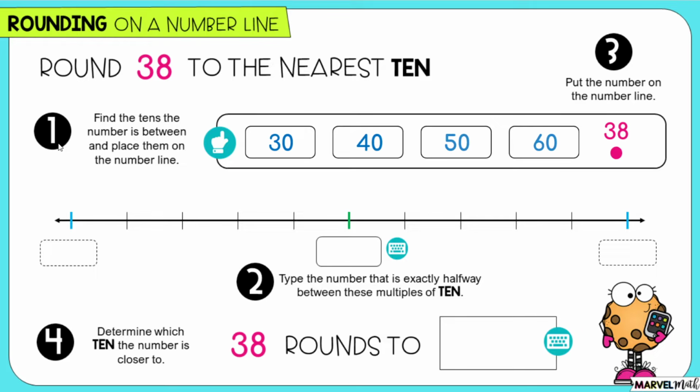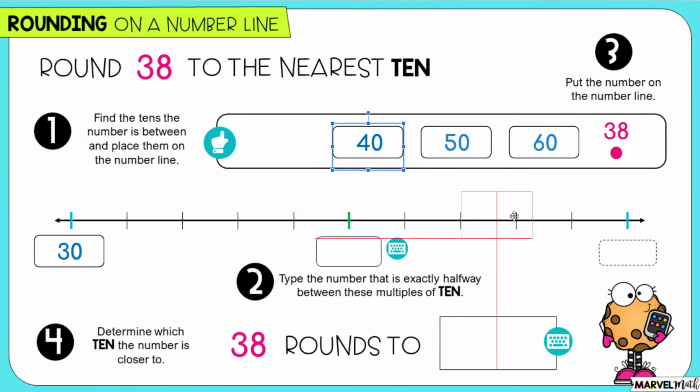So the first thing I need to do is to find the tens the number is between and place them on the number line. So 38 would be between 30 and 40.